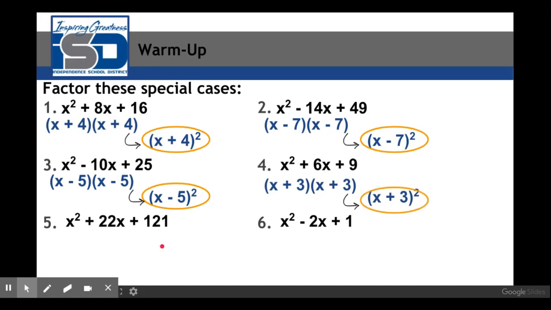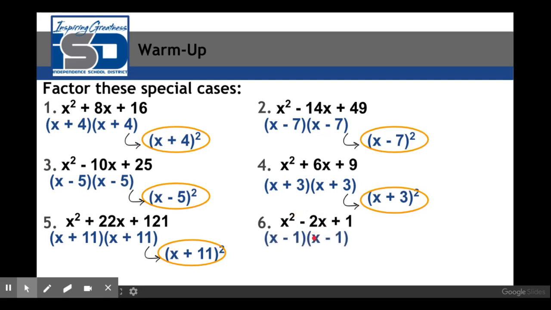So let's look at 5. The square root of 121 is 11, and 11 doubled is positive 22. So we would have x plus 11 squared. And finally, on number 6, we have 1. The square root of 1 is 1. And if I double 1, I get 2. It will have to be a negative 1, though. So x minus 1 squared.